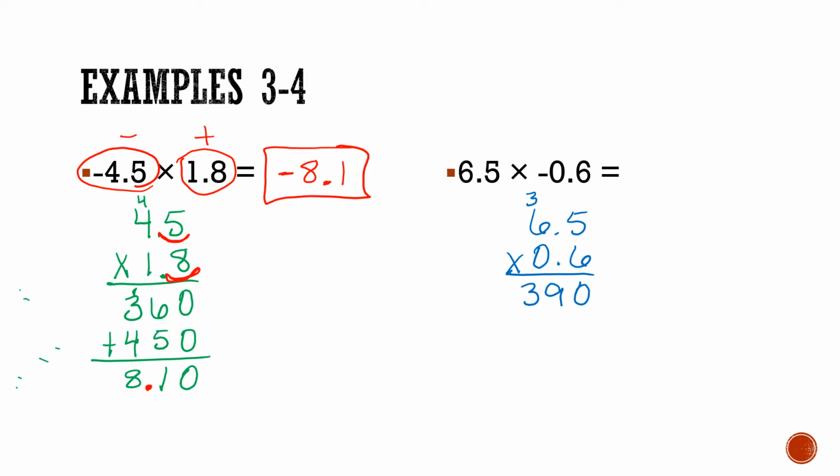However, you need to check and see where your decimal is going to go. So we had a decimal place here and a decimal place here, so that makes a total of 2. So we would need to move over 2 places, putting us at 3.9 or 3.90. We have a positive number being multiplied by a negative number. So those are not matching socks, and that will give us a negative product.